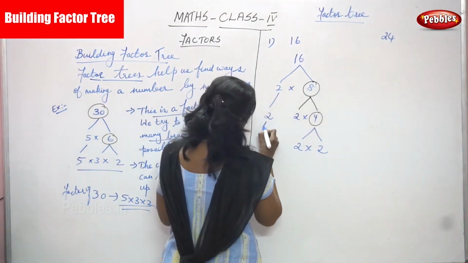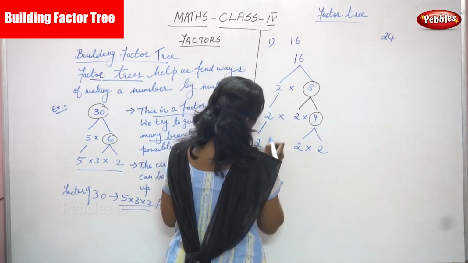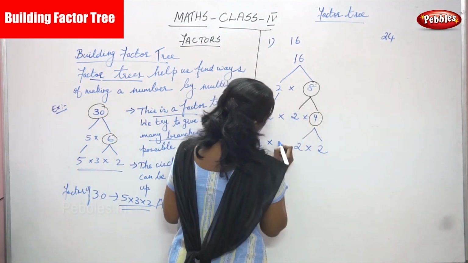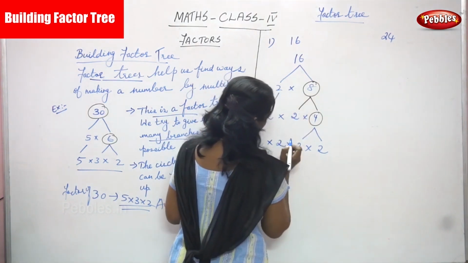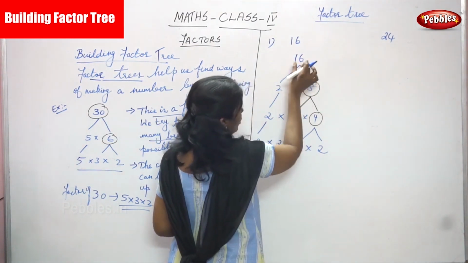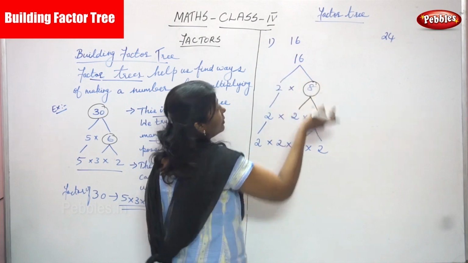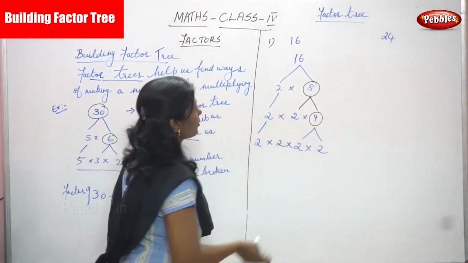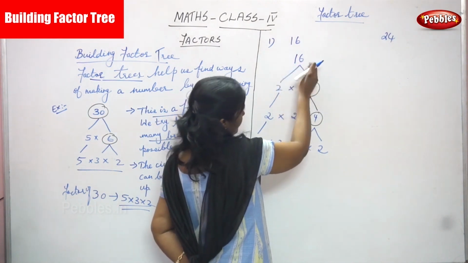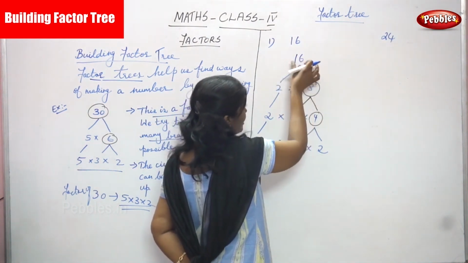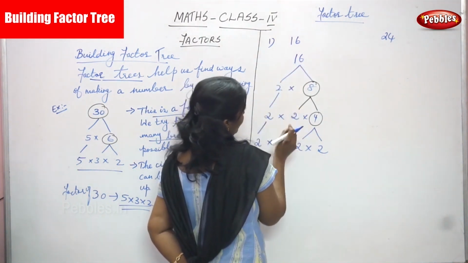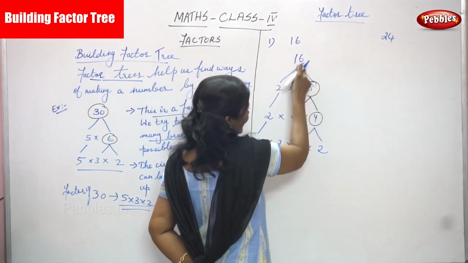Now you have to write 2, then multiplication, then you must write 2 into. So 1, 2, 3, 4. That means first you have to draw the factor tree for 16. You have to find the factor of 16 using the factor tree method. 16 means 2 into 8, you can get 16.